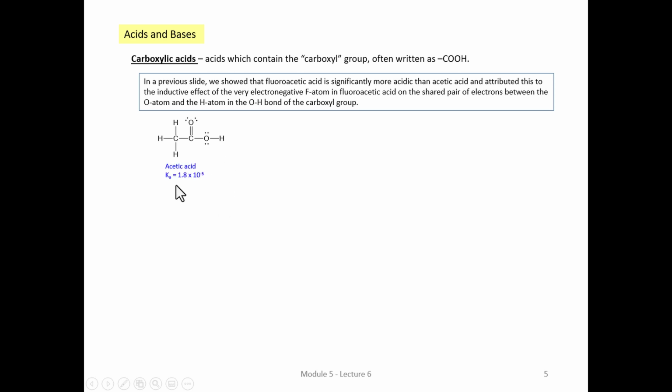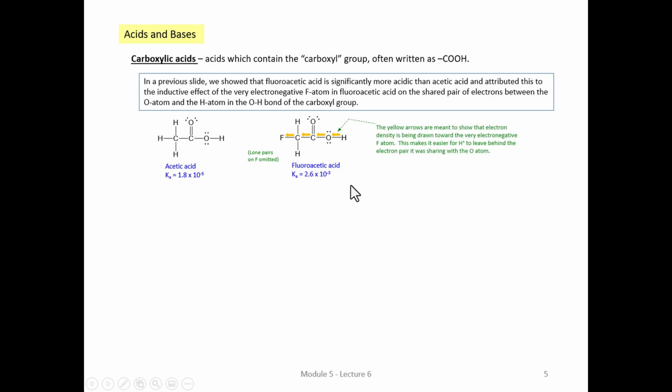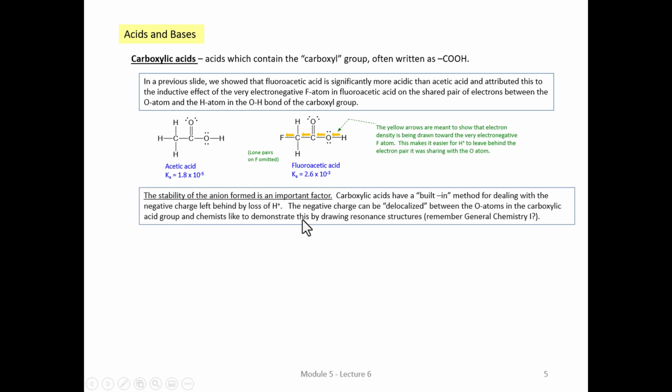So here we have acetic acid. Here we have fluoroacetic acid with the lone pairs omitted on fluorine. And you can see that fluoroacetic acid has a significantly larger Ka value than acetic acid. And we talked about the inductive effect of the fluorine pulling electron density toward itself, making this electron pair pull closer to the oxygen, making it easier for that hydrogen ion to leave. And recall also that the stability of the anion formed is an important factor.